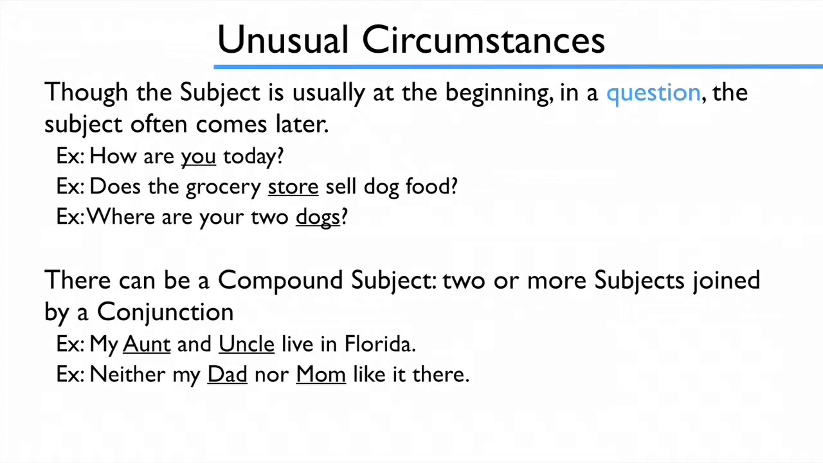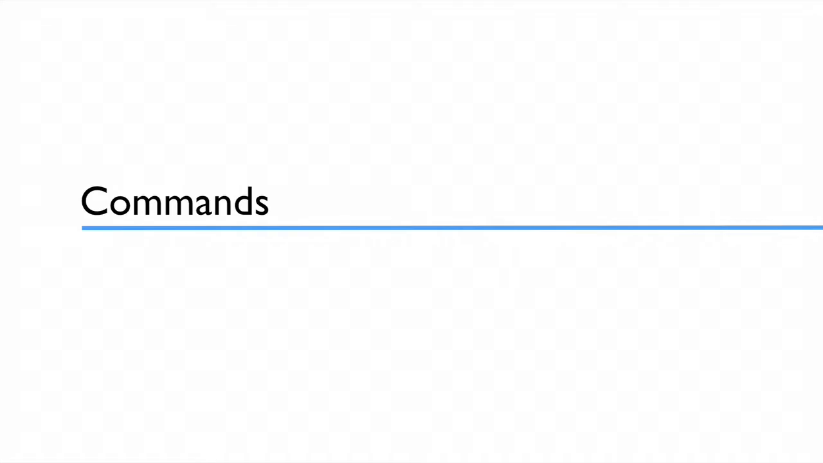Those are both subjects. And if I were asking you to find the subject of that sentence, you would need to identify both. And they're joined by a conjunction. Or you could have, neither my dad nor mom like it there. Who likes it there? Dad, mom. And they're joined by the conjunction nor. So you can have multiple subjects.